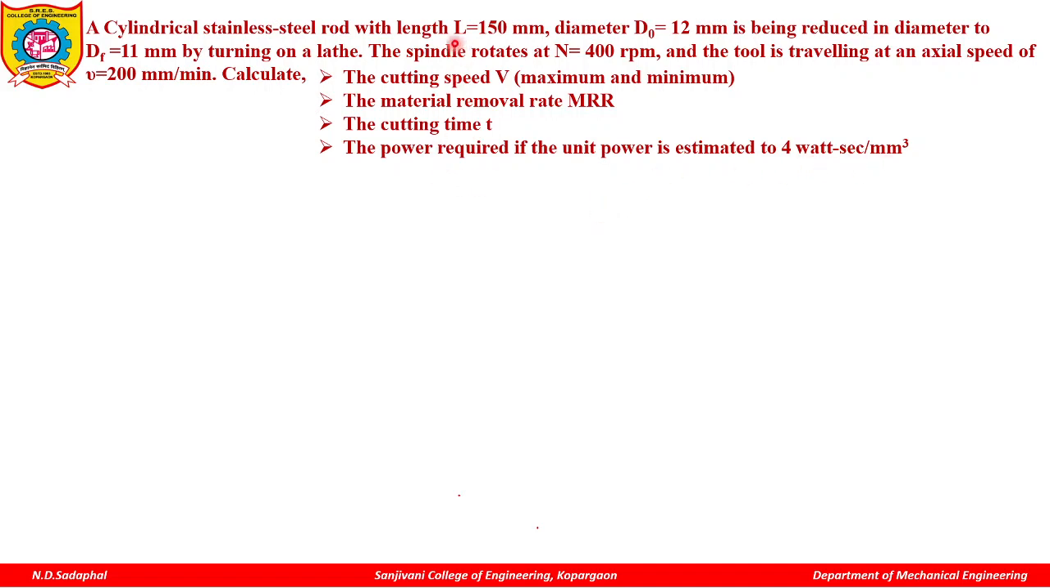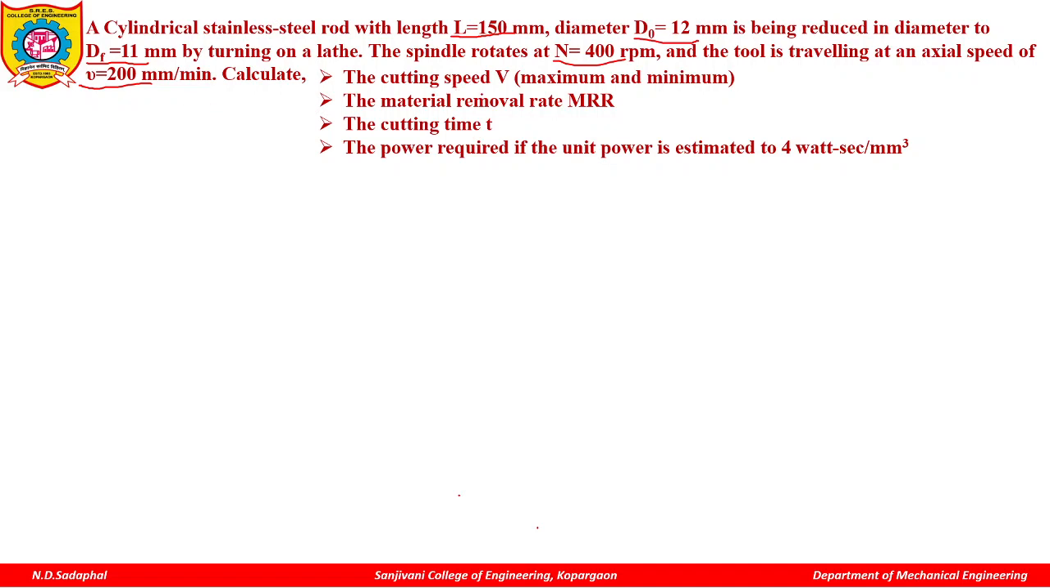Now what is given? The length of workpiece is given here. You can see 150 mm. DO initial diameter is given 12 mm. Final diameter DF is given 11 mm. Then spindle speed means the workpiece speed, because workpiece is attached to the spindle. Spindle is rotating, so workpiece is also rotated. So speed of the workpiece is given 400 rpm. Then tool traveling at an axial speed, speed of tool is given 200 mm per minute.